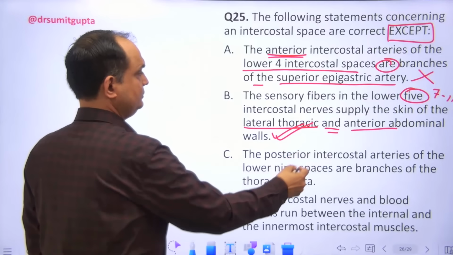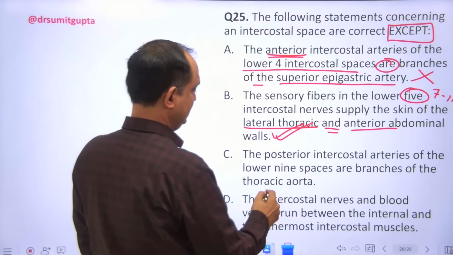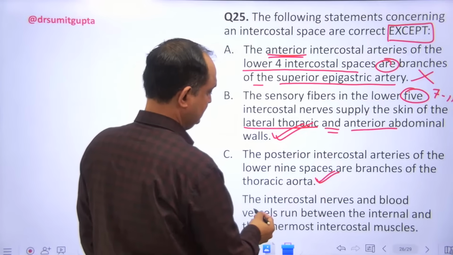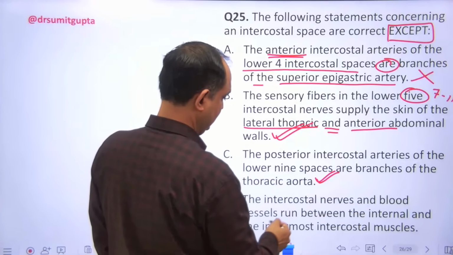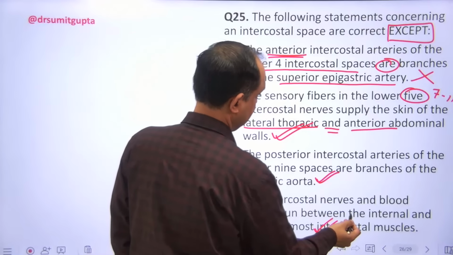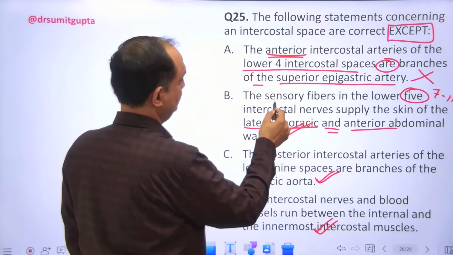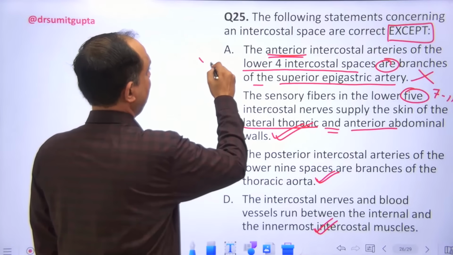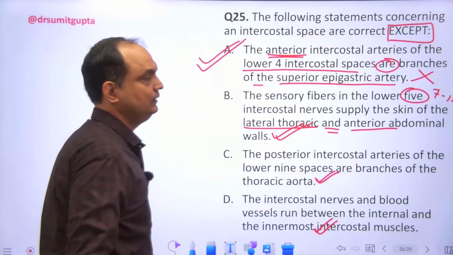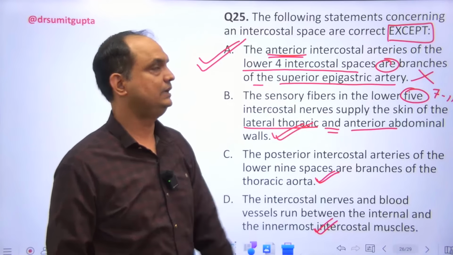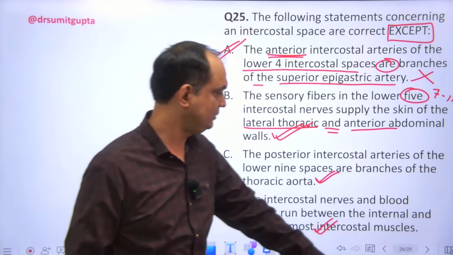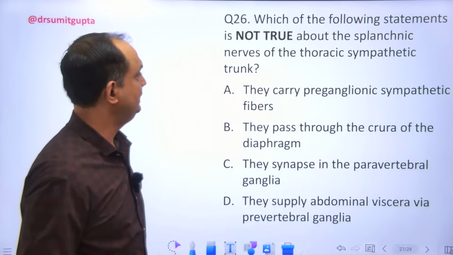The posterior intercostal arteries of the lower 9 are branches of the thoracic aorta. Yes. The intercostal nerves and blood vessels run between the internal and innermost intercostal muscles. Yes. So all the following are true, B, C, D, except A. A is wrong because it says the lower anterior intercostal arteries are branches of the superior epigastric. It is a wrong statement. Now I'll move to the next question.